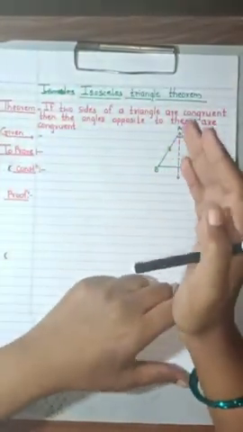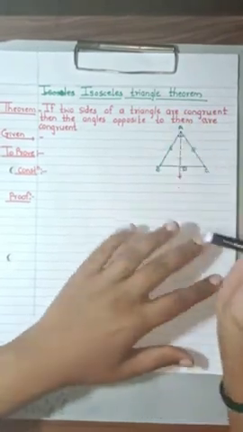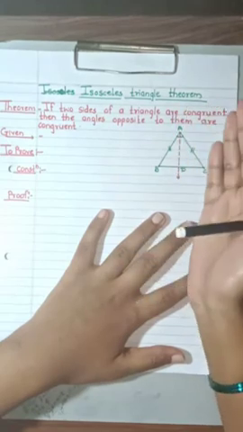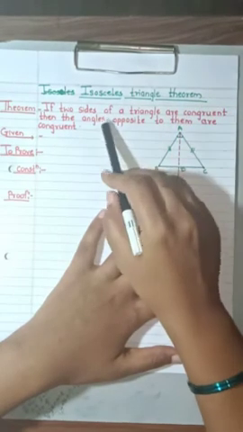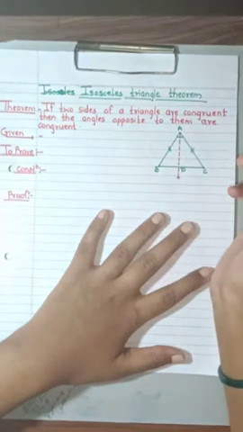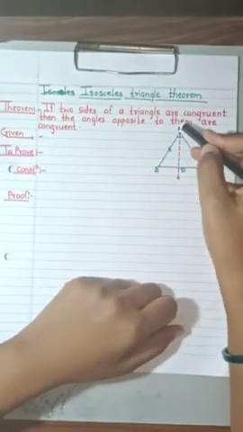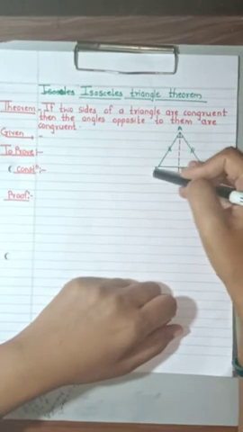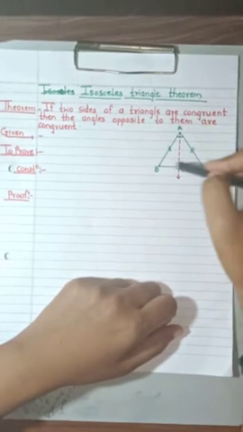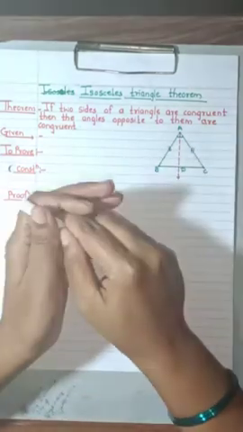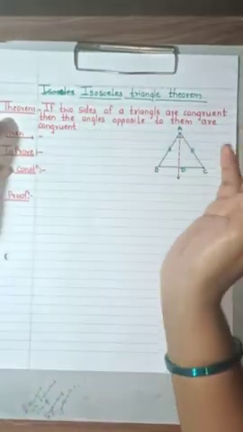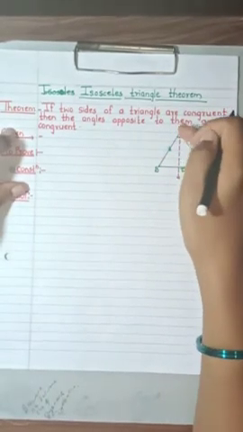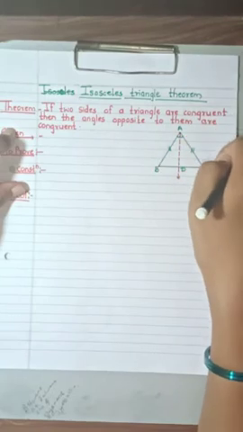The statement of the theorem is: if two sides of a triangle are congruent, then the angles opposite to them are congruent. You can see, if AB is congruent to AC, then you have to prove that angle ABC is congruent to angle ACB. It's very simple. We'll first write down what is given. They've given you triangle ABC, and side AB is congruent to side AC.